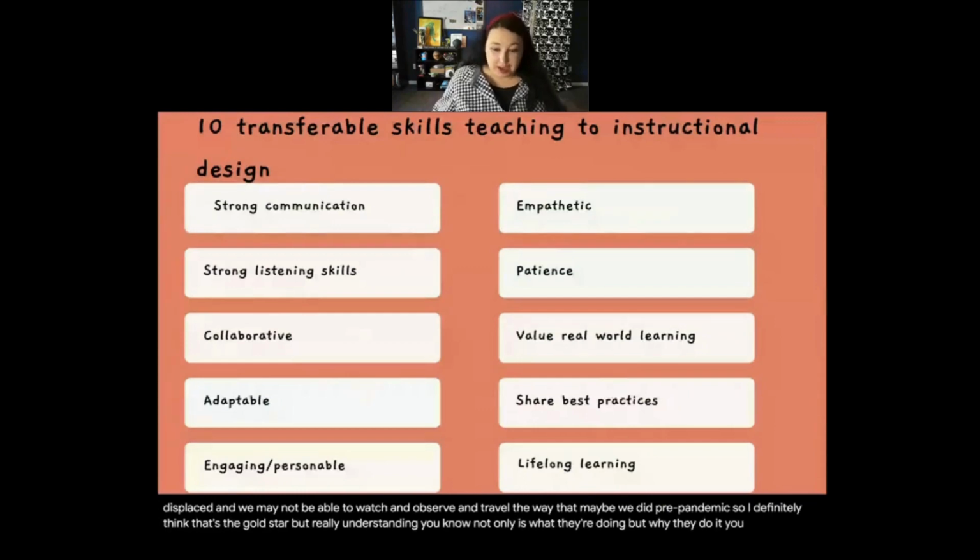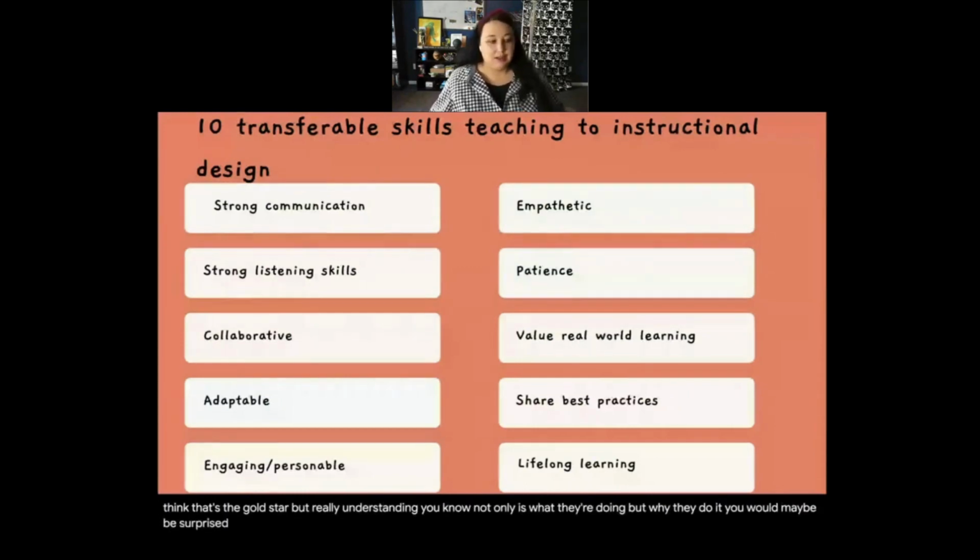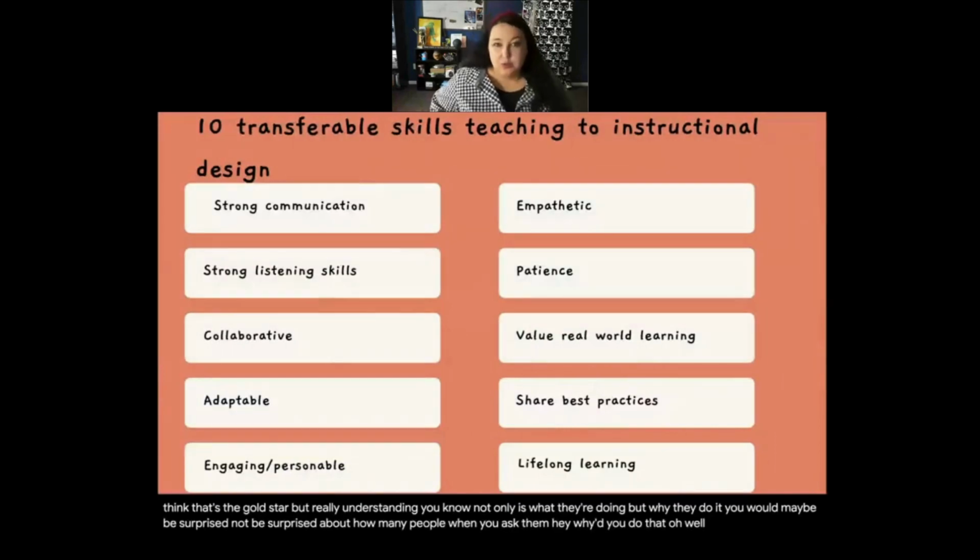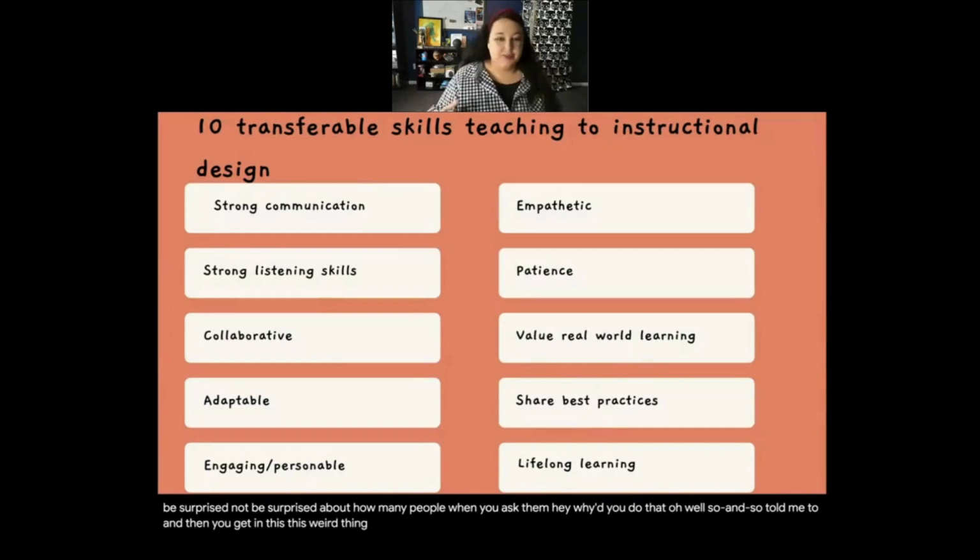You would maybe be surprised about how many people, when you ask them, hey, why'd you do that? Oh, well, so-and-so told me to. And then you get in this weird thing of, well, if so-and-so told you to do it, is that actually appropriate to be done on the job? Is that how our organization wants people to do it? Are we following our policies and procedures appropriately? And really getting a sense for that, I think, is really critical.